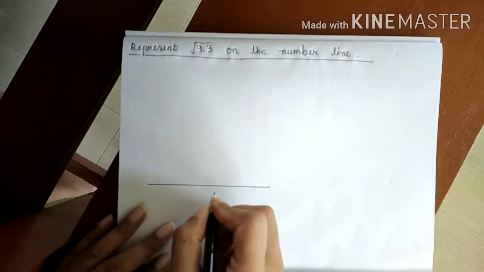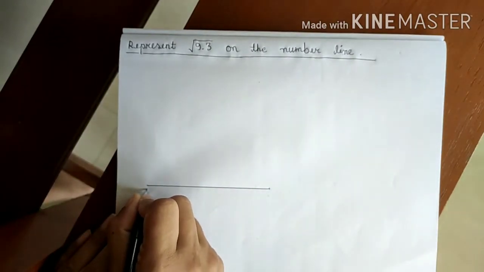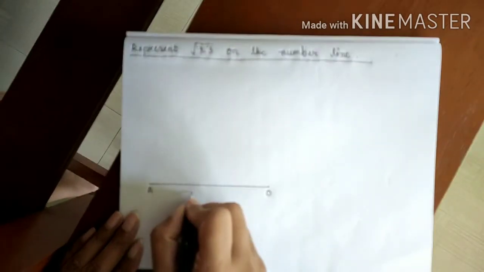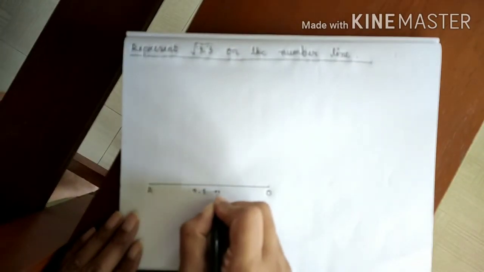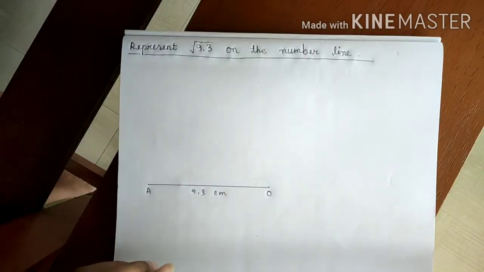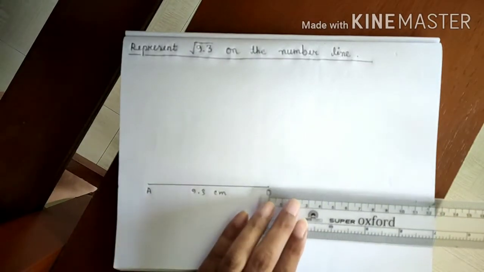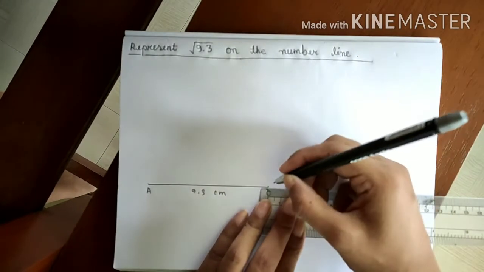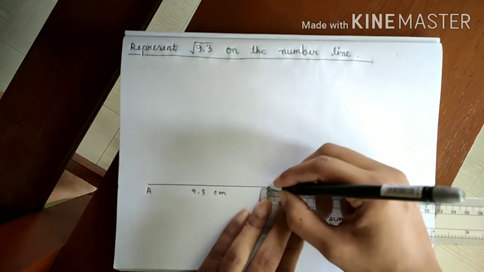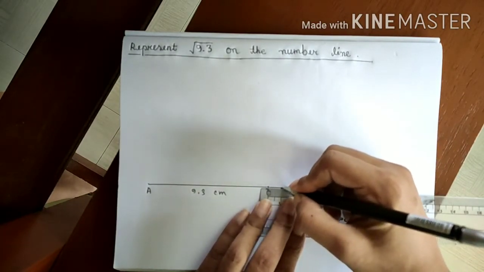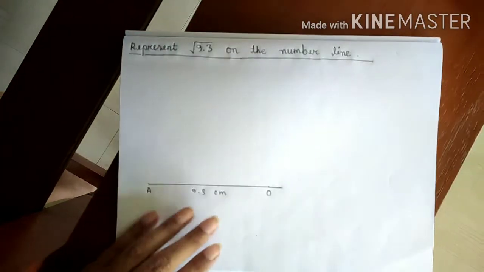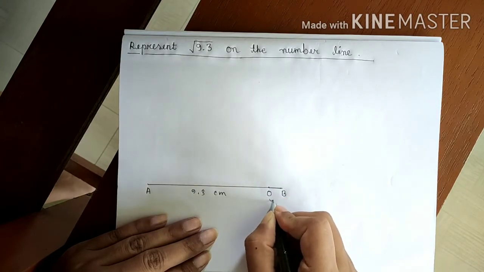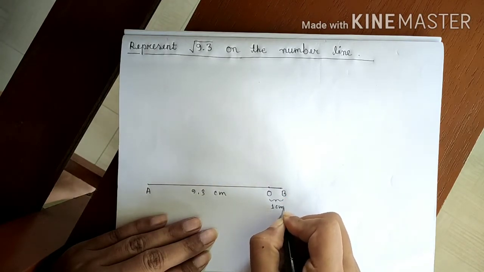Let us name this line segment as AO, and the length of this line segment is 9.3 centimeter. After that, from this point O we have to extend this line segment 1 centimeter more, up to the point B. OB is 1 centimeter. You can write it like that.